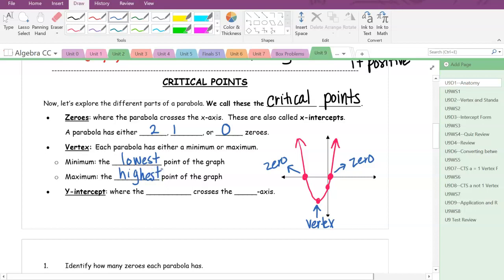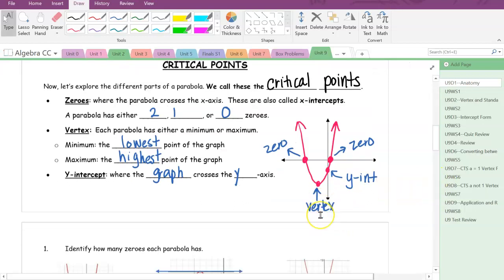Finally, every parabola also has a y-intercept, which is where the graph crosses the y-axis. This is something that we've seen with linear relationships as well. So this right here would be your y-intercept. All right, so those are your critical points. Now we're going to work to identify them from actual graphs.